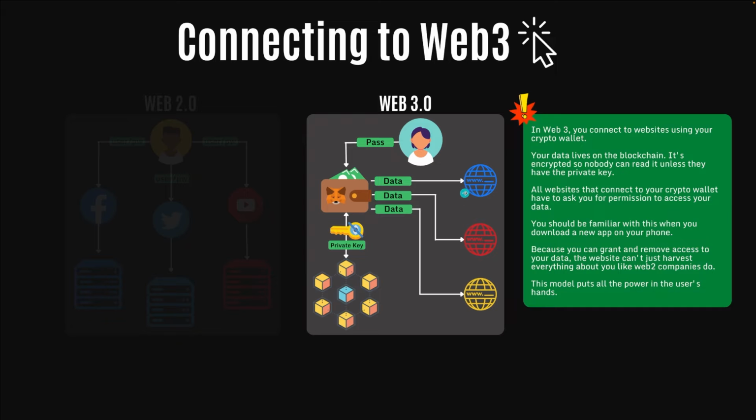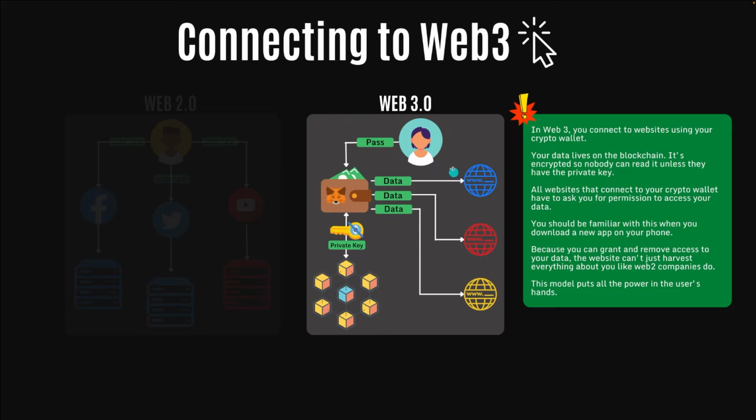So when you connect to a Web3 website, you'll connect with your crypto wallet. The Web3 website has to ask for your permission to access your data. It's kind of like how we use our cell phones. So when you download a new app on your iPhone or Android, there's always a prompt that asks you, do you want to give access to your contacts, to your camera, to all these other things? And you have to approve or deny that. And this is how this is structured for websites in Web3.